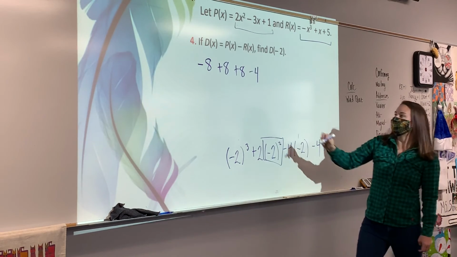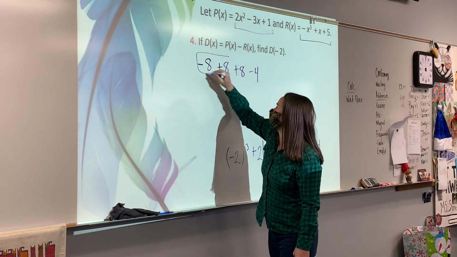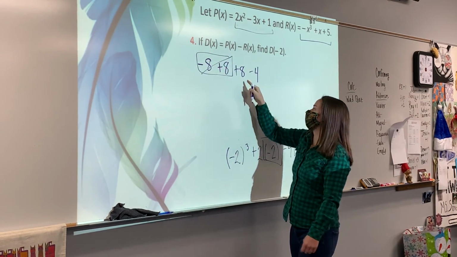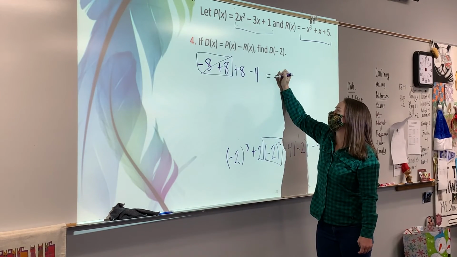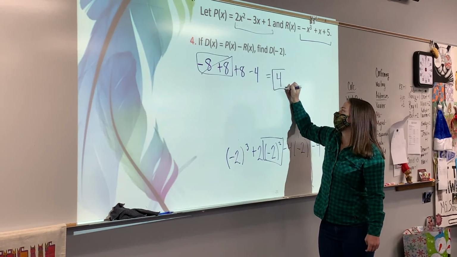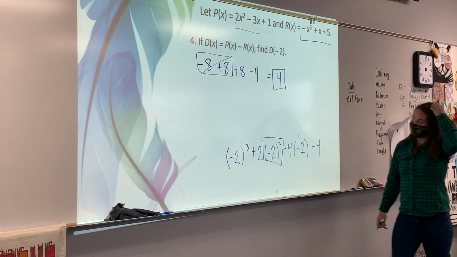All right, so negative 8 plus 8 cancels out. And then we're left with 8 minus 4, which is 4. So our final answer for this whole problem is 4.